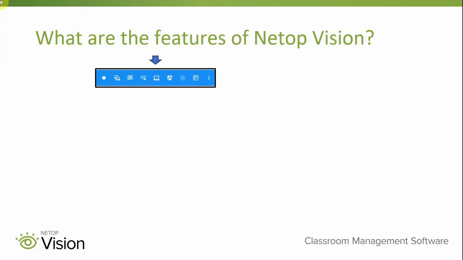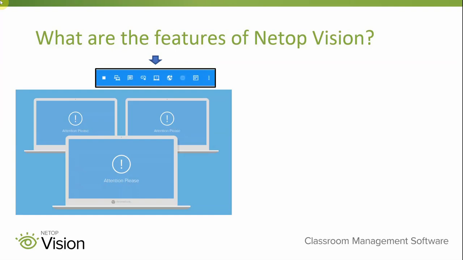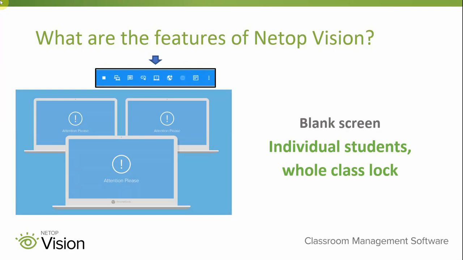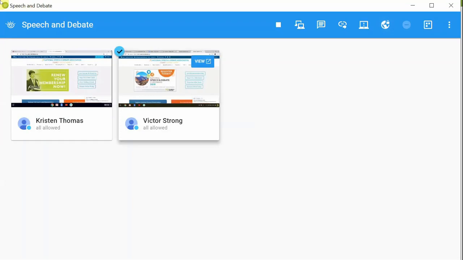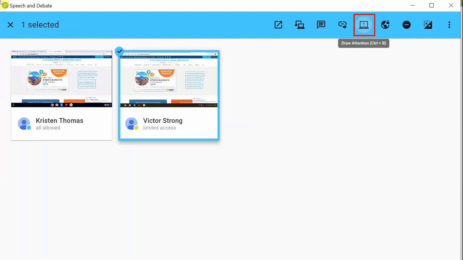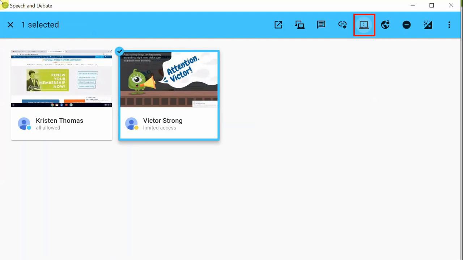The next feature is the ability to blank screen the student's devices. This does much more than that actually. It locks the entire device so that students cannot access their mouse or keyboard or navigate away from that blank screen. This is great for drawing individual student attention, pausing for instructions, or disabling devices between activities. From the Vision application, the teacher can select a student and blank his screen and ask for his attention. And again, to disengage, you click blank screen.